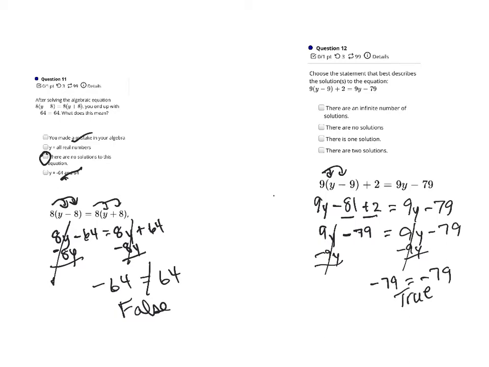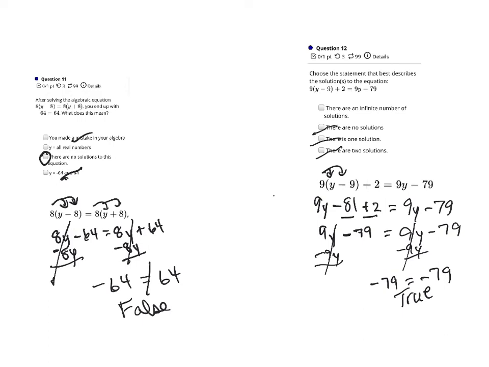So this is all real numbers, but look how they changed it up. They said there are two solutions. No, it's all real numbers, so any real number will work. There is one solution. No, because any real number will work. And there's millions of real numbers. One solution would be if we got y equals 5. There are no solutions. Well, that's a true statement.